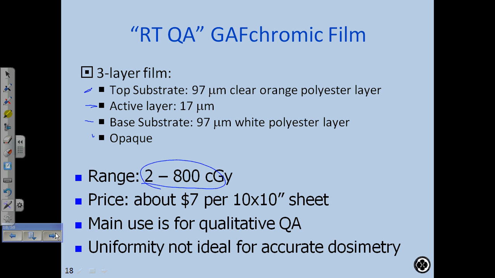The main use is for qualitative QA. Qualitative meaning something that you're just going to look at and evaluate qualitatively. Like light versus radiation field, would you say that's qualitative or quantitative? Well, qualitative? Yeah. It's actually quantitative. Really? Yeah, because you have a tolerance, right? You have a tolerance for what the passing criteria is for light versus radiation.